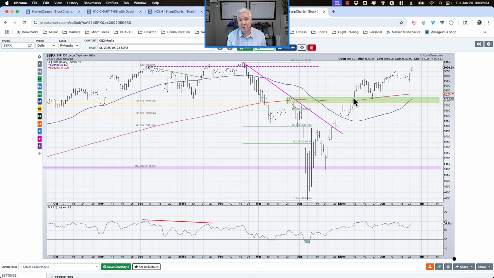With the chart of the S&P 500 now, we're obviously making new swing highs after positive news, or encouraging news, I should say, from the Middle East, and hopefully there's more of that to come. But for now, prices are moving higher.